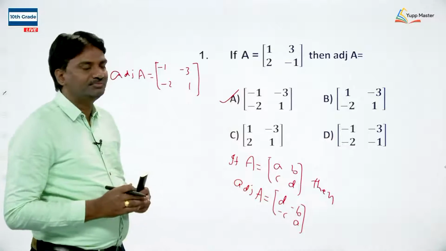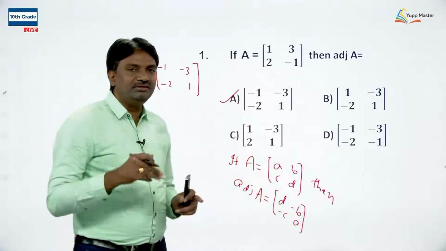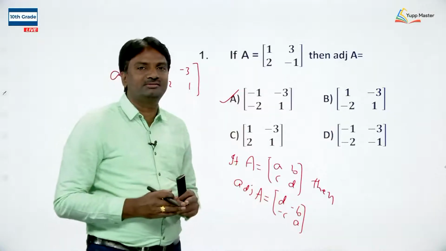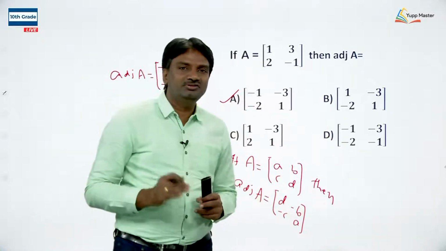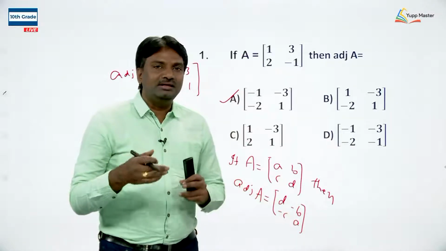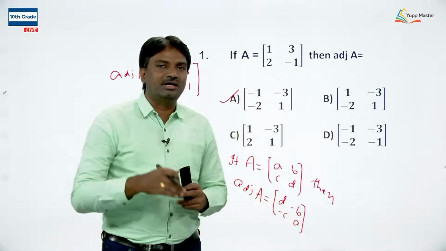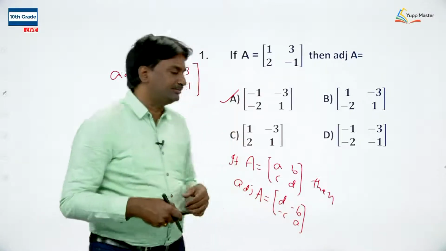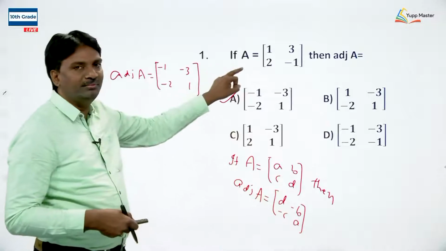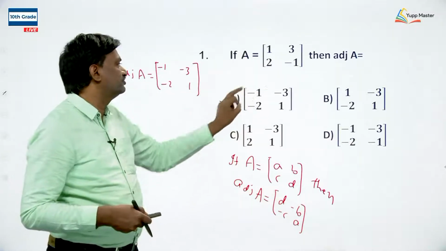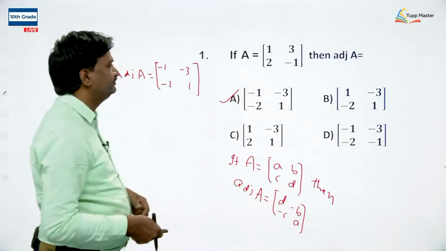So if A equals [a, b; c, d], a 2 cross 2 matrix, we can use this formula when a 2 cross 2 matrix is given. The actual definition is the transpose of the matrix obtained by replacing the elements of the given matrix by its corresponding cofactors. That is known as the adjoint of the matrix. So for this problem, A equals [1, 3; 2, -1], the required option is [-1, -3; -2, 1].